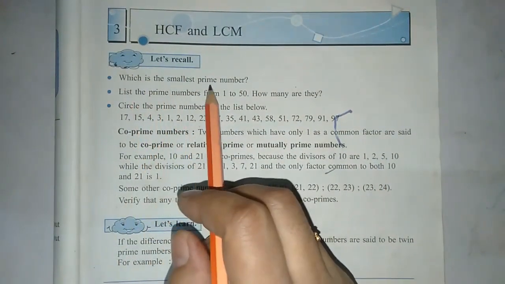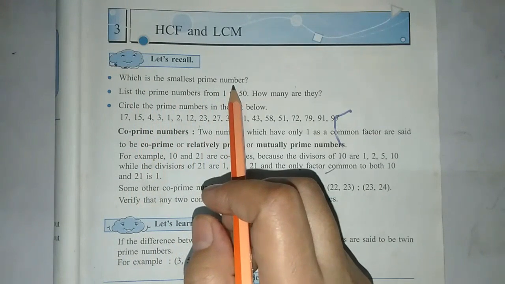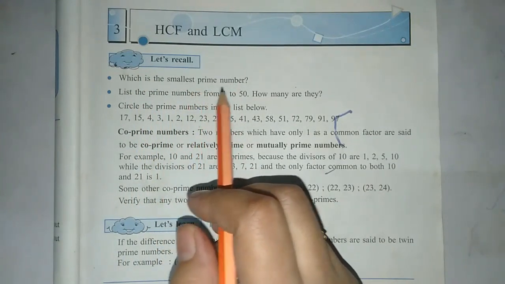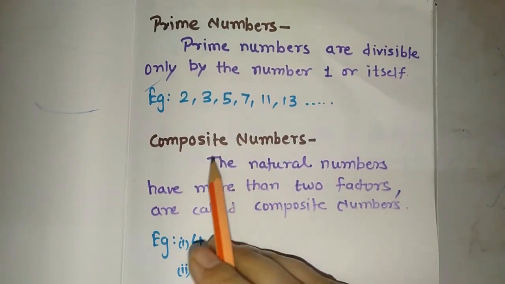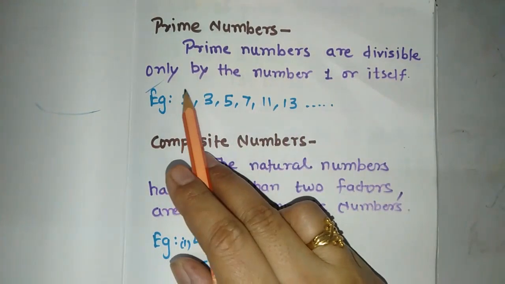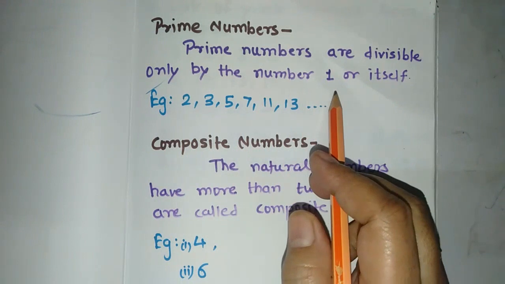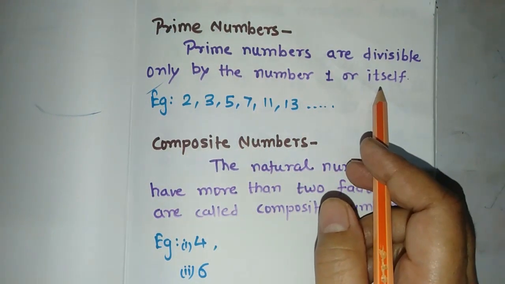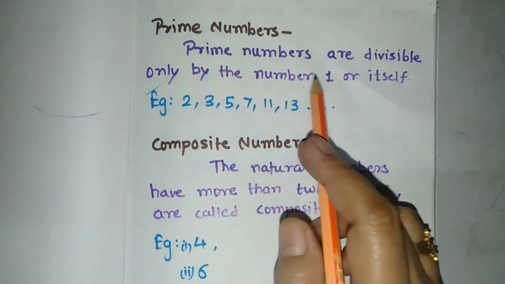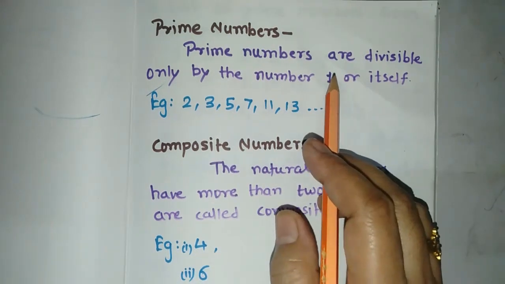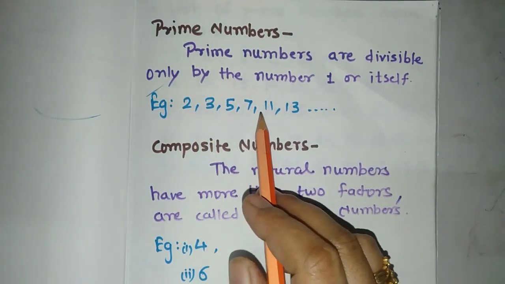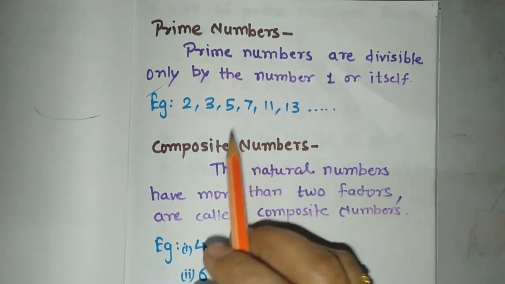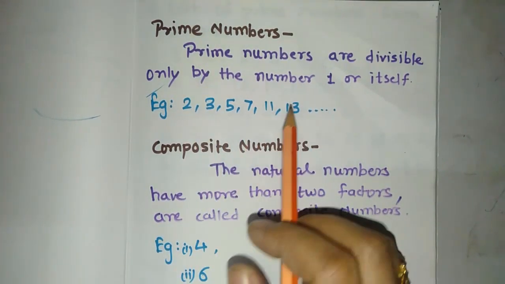Which is the smallest prime number? Very simple. Firstly, we will see the definition of prime number. Prime numbers are divisible only by the number 1 or itself. Very simple, it means it has only two factors, 1 and the number itself. For example, 2, 3, 5, 7, 11, 13, etc. These are the prime numbers.